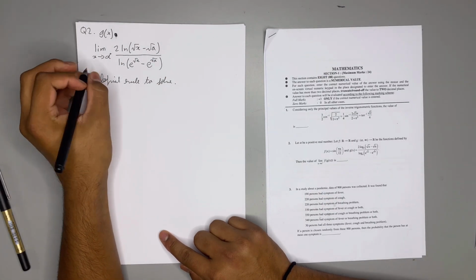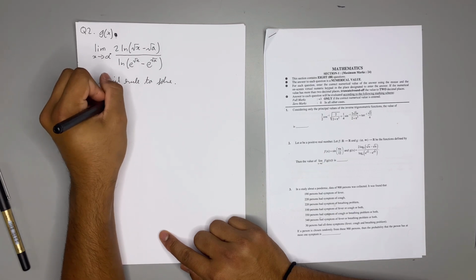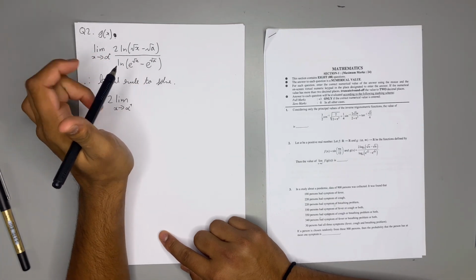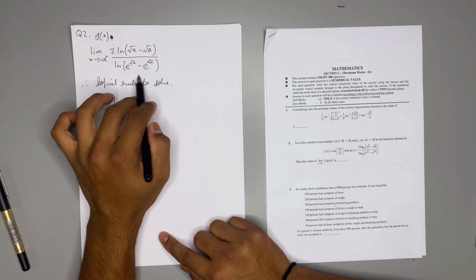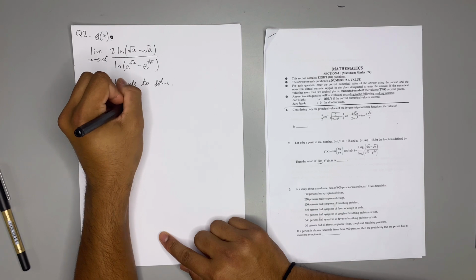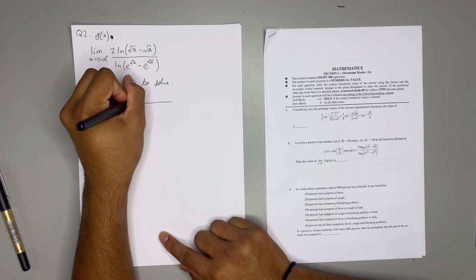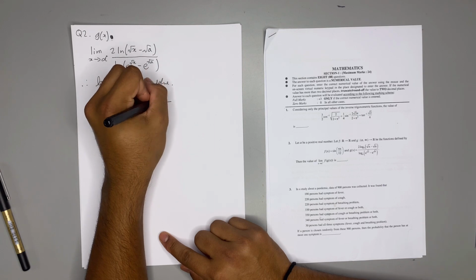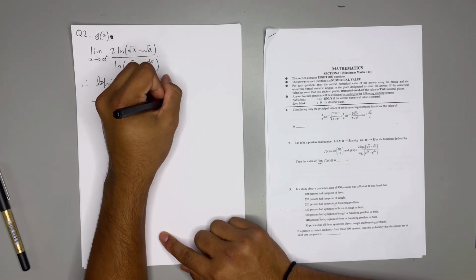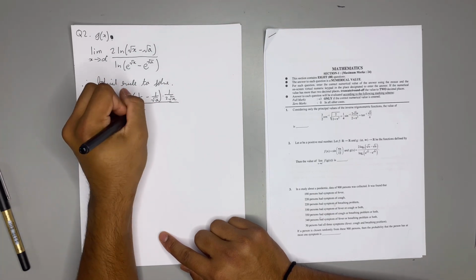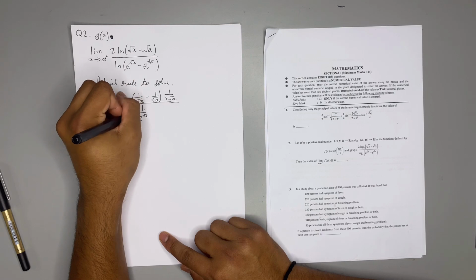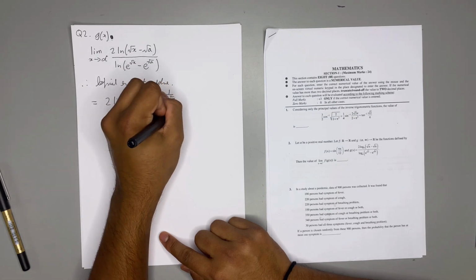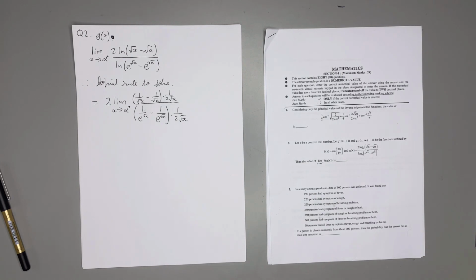Let's write it down. We then take out the 2 in front. We have 2 limit x approaching positive alpha, taking the first derivative of the top and the first derivative of the bottom. Doing that, we get 1 upon root x minus root alpha, brackets, 1 upon root x, multiplied by 1 upon 2 root x. Denominator becomes 1 upon e to the root x minus 1 upon e to the root alpha multiplied by 1 upon 2 root x. Correct?